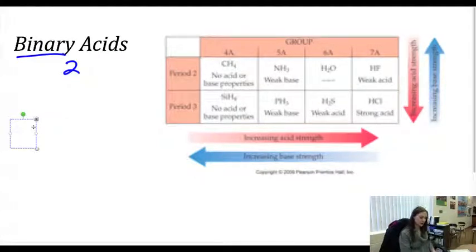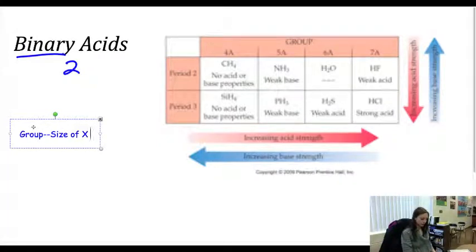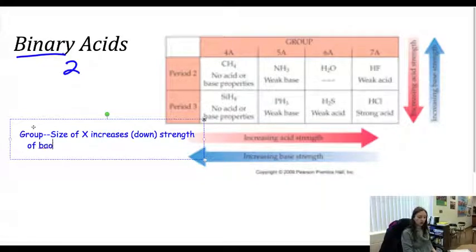So the first thing deals with things that are in the same group. So we're going down the periodic table. As the size of X, which is whatever the H is attached to, increases, which means we're going down the table, the strength of your bond goes down. The strength goes down because they're getting further apart, so the H and whatever it's connected to are a lot further apart than higher up on the table, where they are closer together. Since they're further apart, the strength of your bond decreases, which means they are easier to take apart.